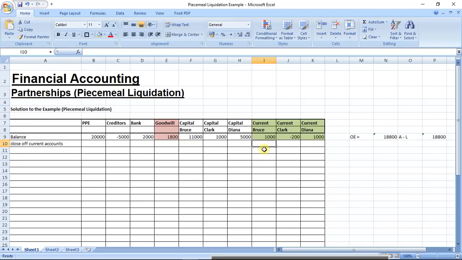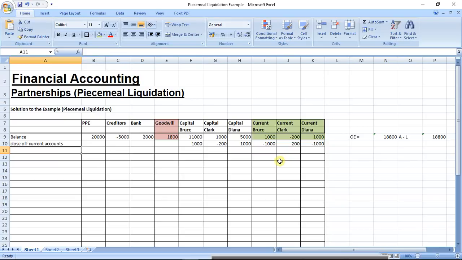Bruce will have minus 1,000 here, Clark will have plus 200 there, and Diana would have minus 1,000 there. So we're taking away their current balances and allocating it to capital. Bruce is going to get a plus 1,000 there, Clark's going to get a minus 200 there, and Diana's going to get a plus 1,000 over there.